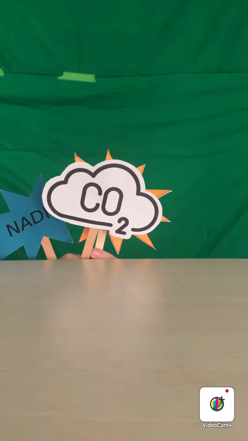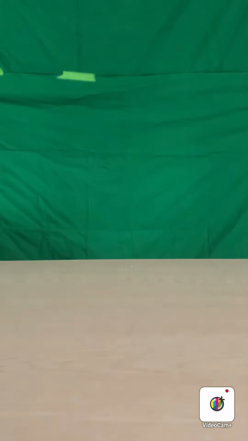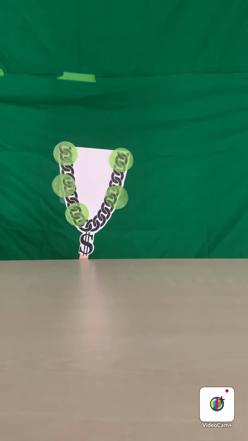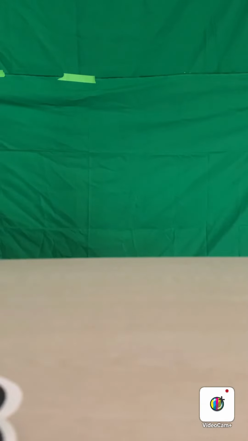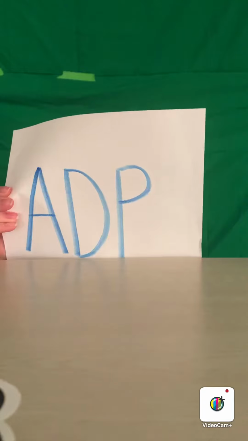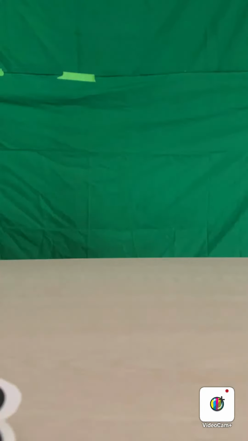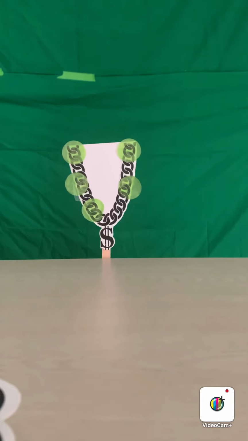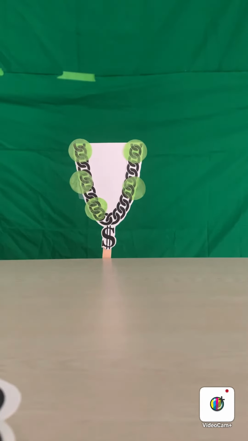CO2 molecules are added to a 5-carbon chain called ribulose, making a 6-carbon chain. The 6-carbon chain is then broken down into two 3-carbon chains. After splitting up the 6-carbon chain, ATP is now back to ADP, and NADPH is now back to NADP. One of the 3-carbon chains leaves the cycle while the other stays. The remaining carbon chain will be built back into a 5-carbon chain.